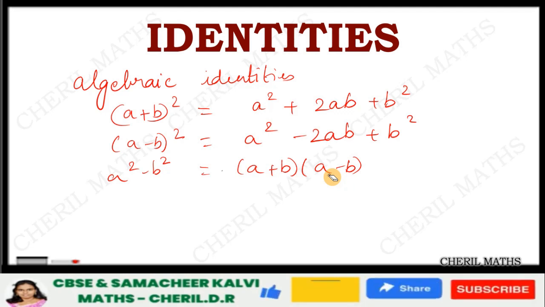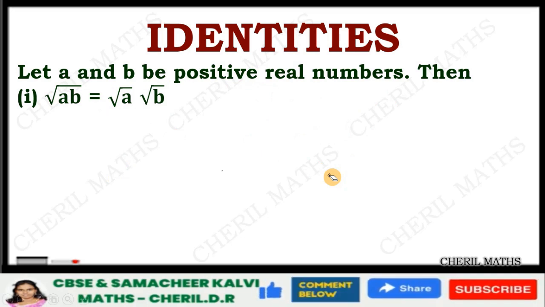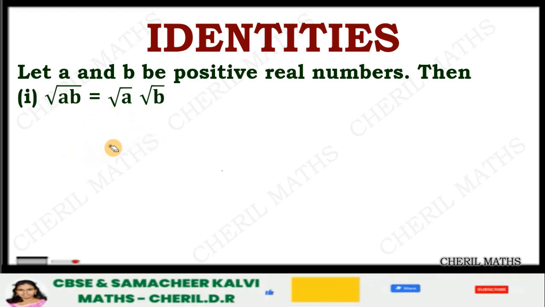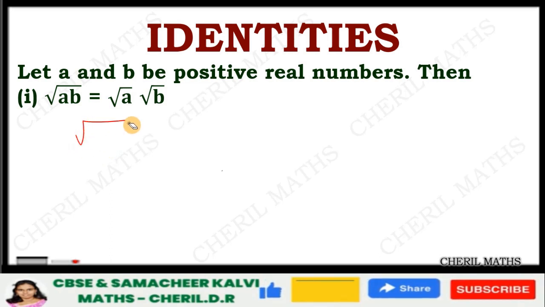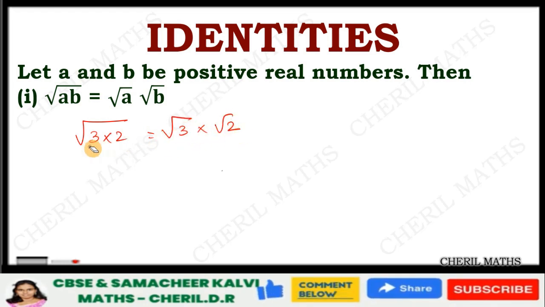You have 6 identities given in the textbook. We will see everything one by one and try to understand. See the first one: if a and b are positive real numbers, then root ab is equal to root of a into root of b. That means if you have root of 3 into 2, you can write it as root 3 into root 2. What is 3 into 2? 6. So root 6 is root 3 into root 2.